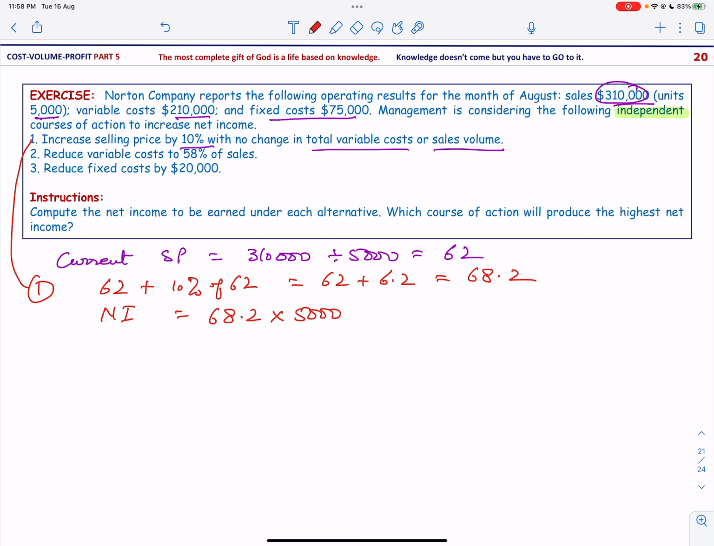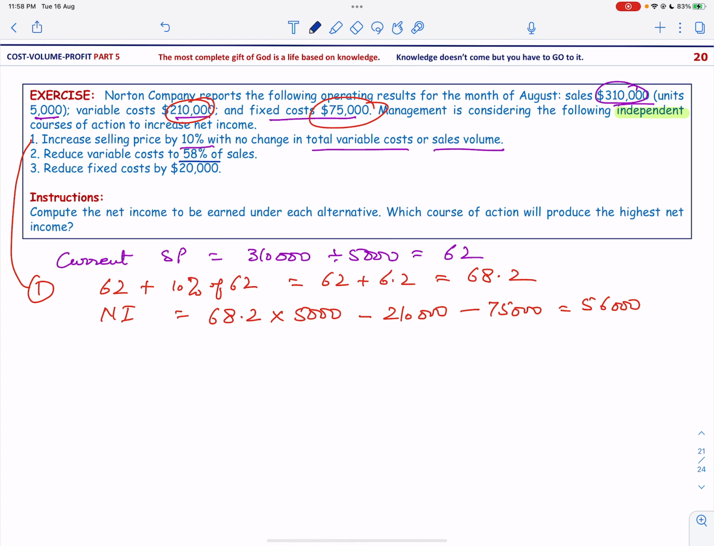68.2 times 5,000 minus the variable cost, it does not change, that remains the same, 210,000, and minus the fixed cost, that is 75,000. So this is equal to 56,000. Okay, then we go to number 2.